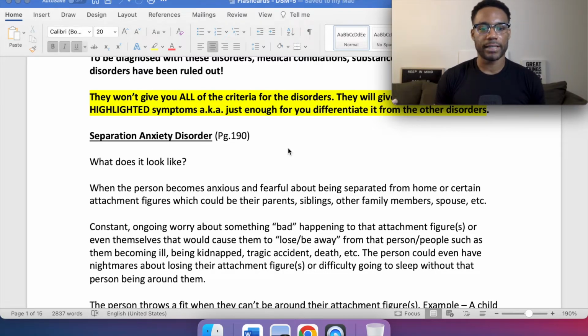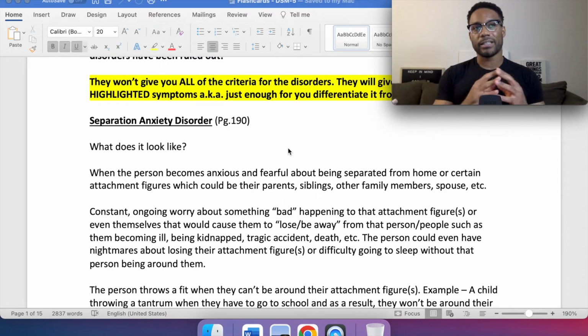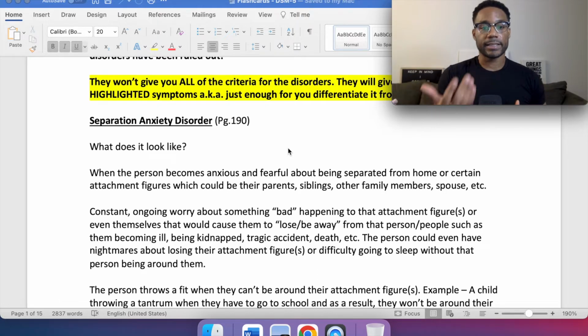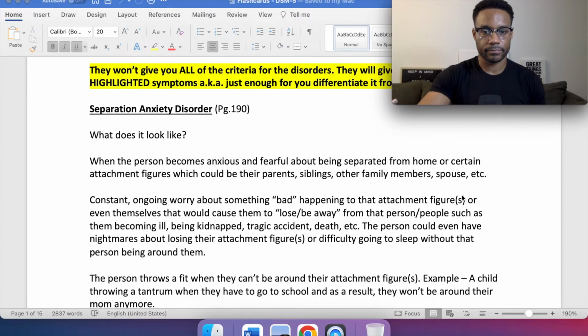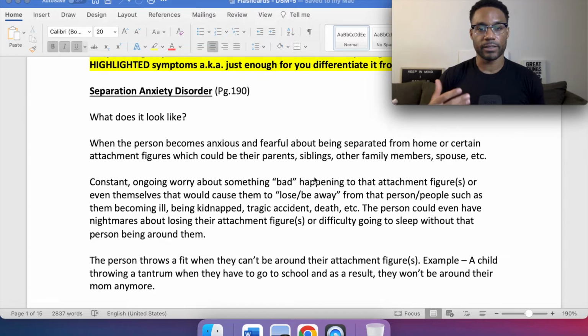So for separation anxiety disorder on page 190, what does it look like? There's a good chance they're not just going to give you all the criteria. What does someone with separation anxiety disorder look like? That's what we want to be able to identify. The person becomes anxious and fearful about being separated from home or certain attachment figures, which could be their parents, siblings, or other family members, spouse, etc. So that's what separation anxiety looks like.